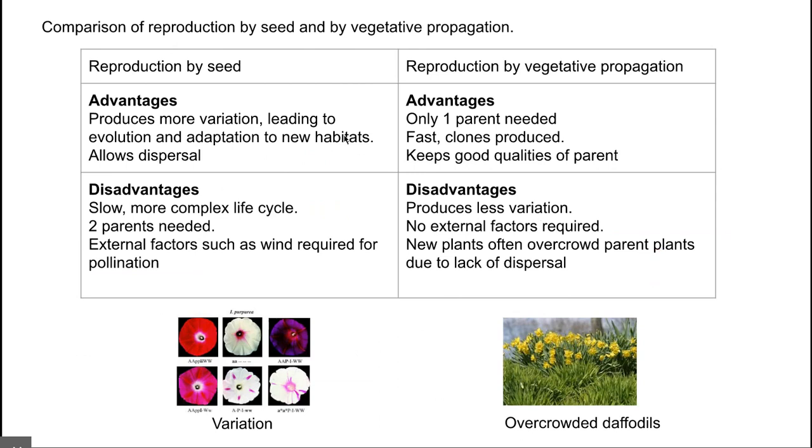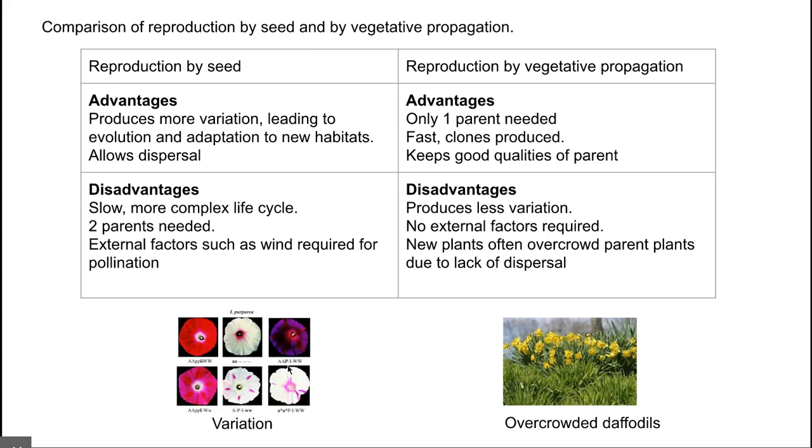Now, which is the best method, reproduction by seed or reproduction by vegetative propagation? To be able to make a comparison, we're going to look at advantages and disadvantages of both. So laying your work out like this is a good way of presenting an answer in the exam. So if you look at reproduction by seed, what are the advantages to plants using seeds?